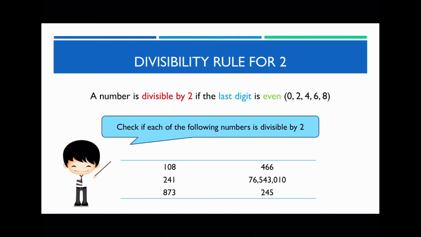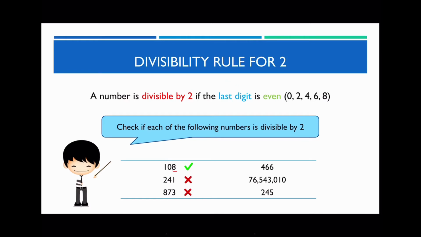Check if each of the following numbers is divisible by 2. This over here ends with an 8. So therefore this is divisible by 2. 241 is an odd number, so this is not divisible by 2. 873 is also an odd number, so this is not divisible by 2.